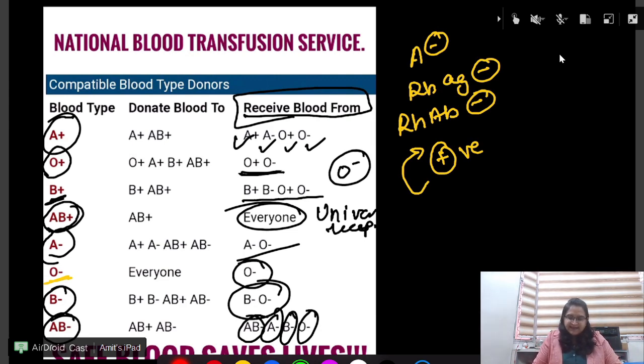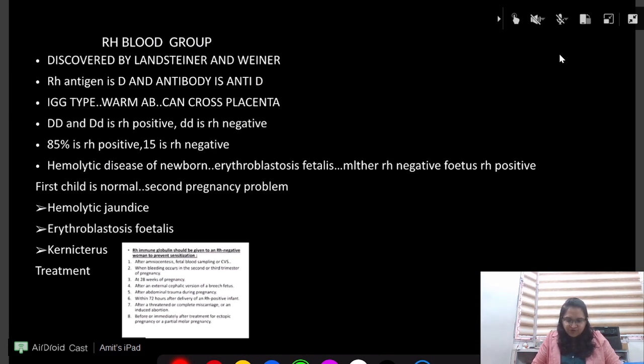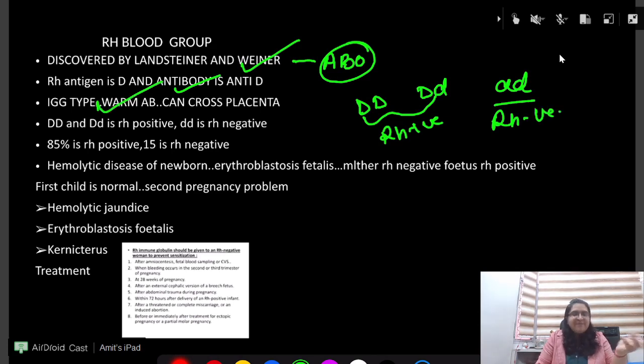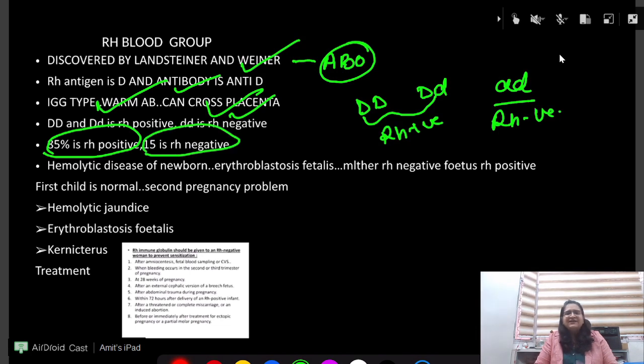Okay. Next is Rh blood group. It was also discovered by Landsteiner and Wiener, who also discovered the ABO blood group, so both the blood groups. Rh antigen is D and antibody is anti-D. And we all know that DD, Dd are Rh positive, and dd is Rh negative. IgG is a warm antibody. It can cross the placenta. Since it is crossing the placenta, it is able to cause erythroblastosis fetalis. Maximum, 85%, are Rh positive, and Rh negative are only 15%.